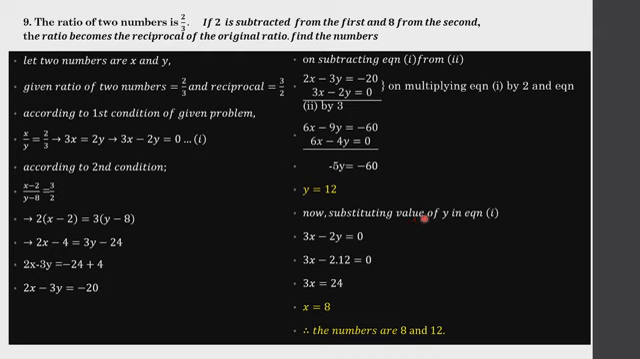Now substituting the value of y, you can substitute in any of the equations. If you are substituting in equation 1, you get 3x minus 2y is equal to 0. So 3x minus 2 into 12 is equal to 0. 3x is equal to 24. Therefore, x is equal to 8. So your numbers are 8 and 12.